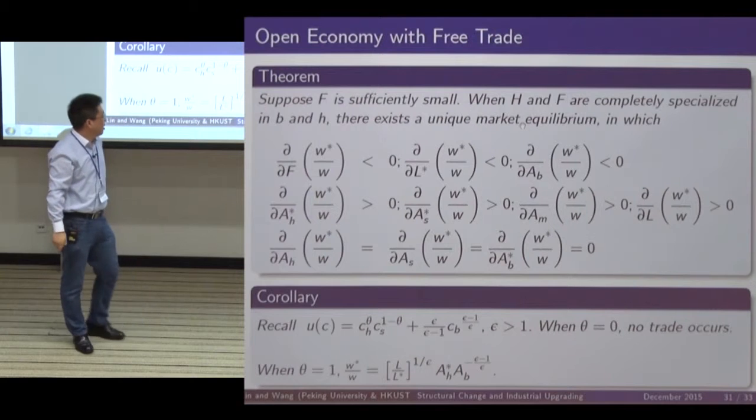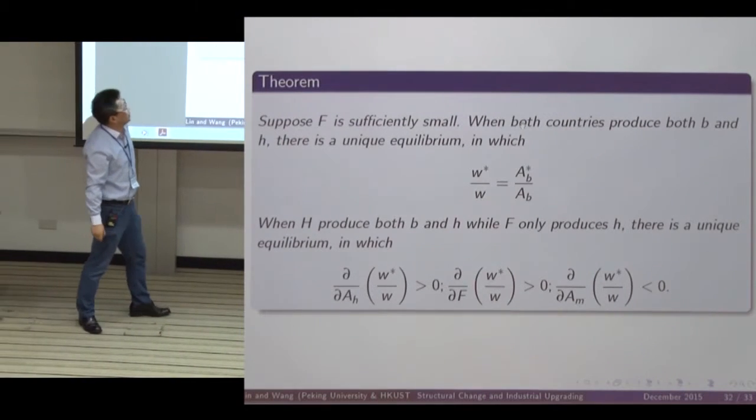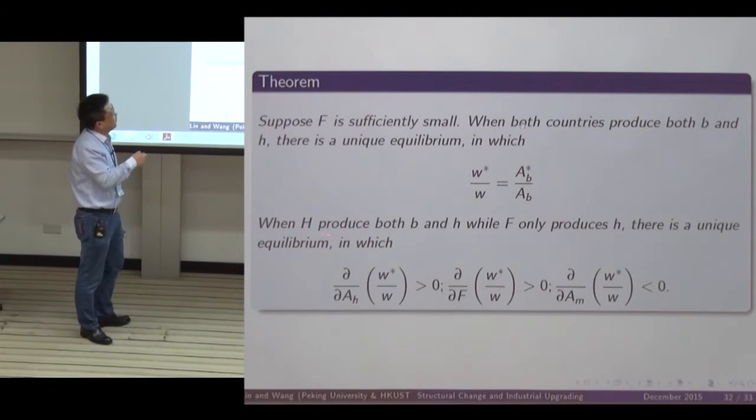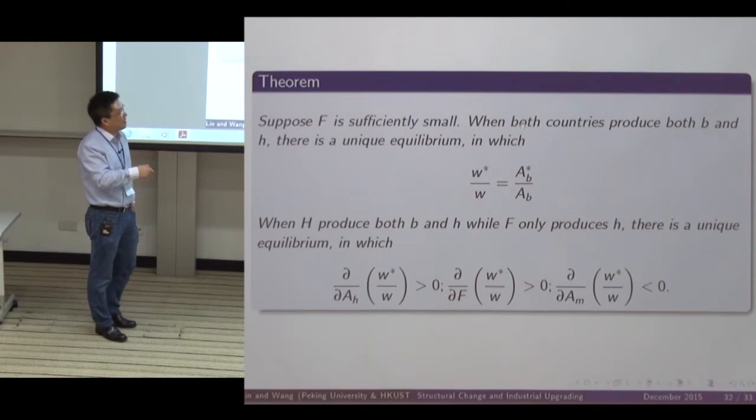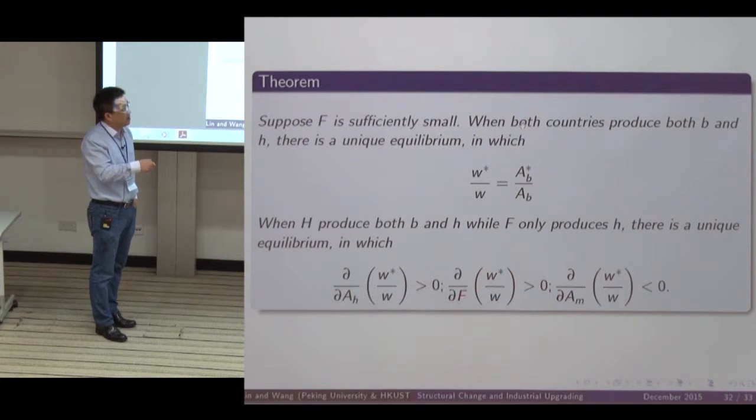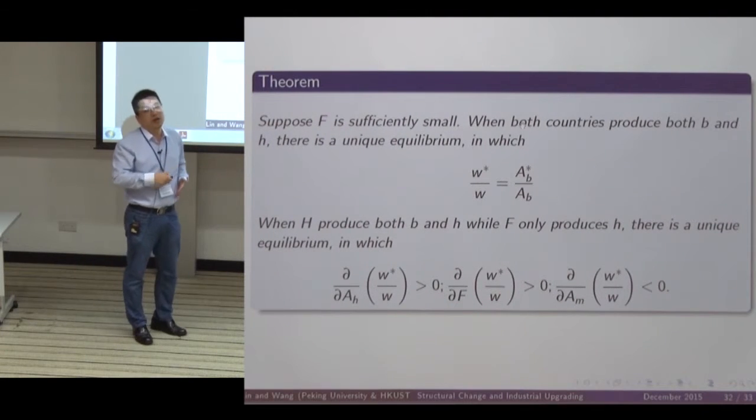But let's focus on this other case. If the home country not only produces basic manufacturing, but also starts producing high quality manufacturing, but the foreign country only produces high quality manufacturing. Sorry, this is a typo, this should be the smaller one. Then in that case, if you increase the entry barrier F in the home country's production service, that will enlarge the gap. In other words, it helps to reduce the entry barrier, reduce F, so that you can have convergence. So this is a situation in which a high entry barrier really hurts the odds of catching up.